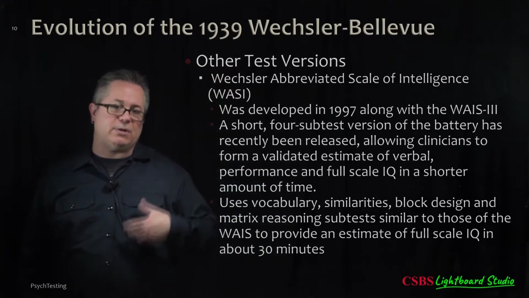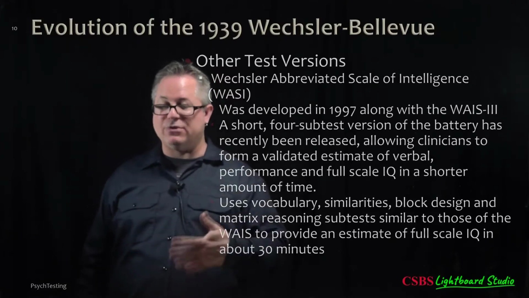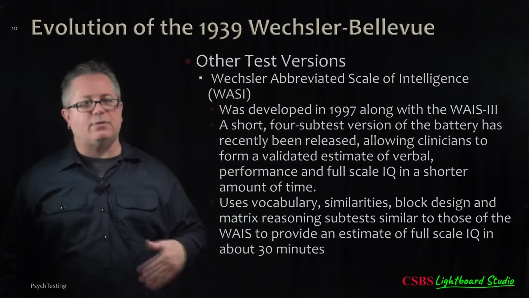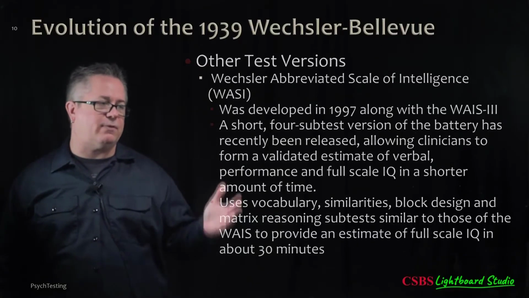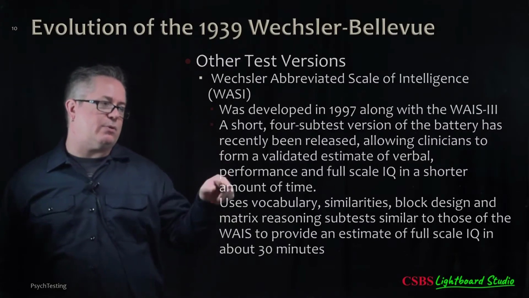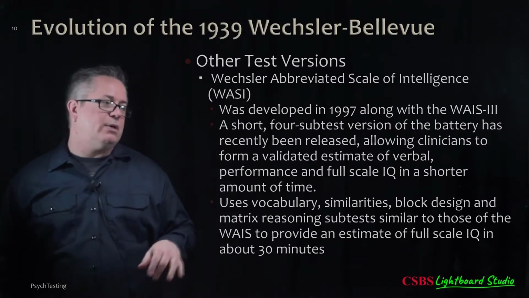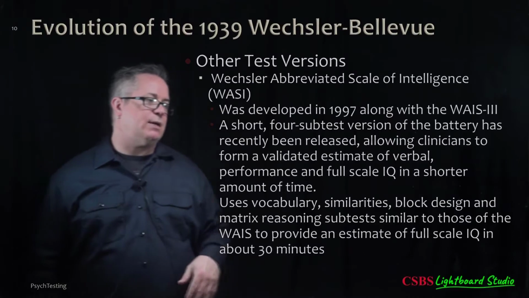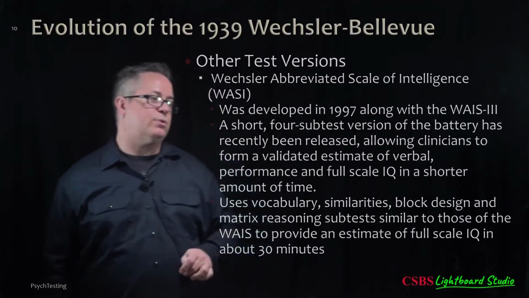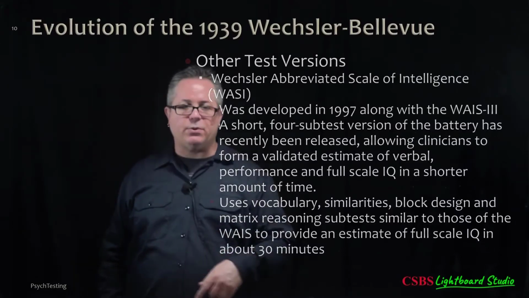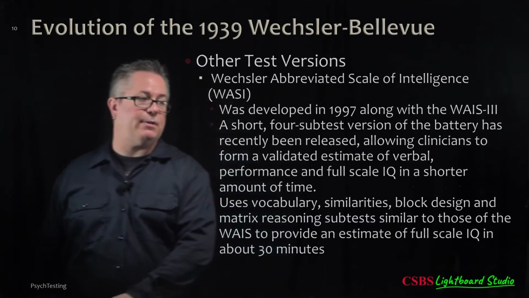Because all these tests, because they're administered, take a while to deliver, and it's time consuming, especially if you have a lot of clients you're working with. So this was developed to be a shorter version to get you a pretty good idea of what their intelligence looks like. It uses vocabulary, similarities, block design, and matrix reasoning subtests similar to those of the WAIS to provide an estimate of that full scale IQ, but only takes 30 minutes. So it takes less time than the original.